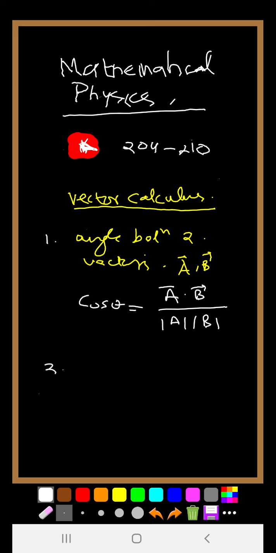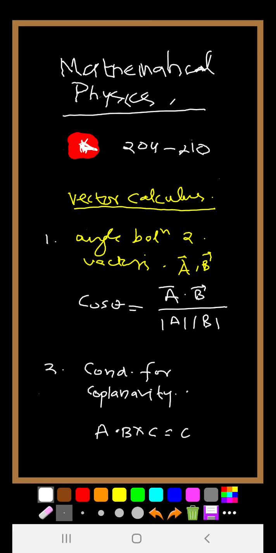The next is the condition for coplanarity of vectors. That means if the vectors A, B and C are not in the same plane, then A dot B cross C is not equal to 0. If they are in the same plane, it is equal to 0. So this gives you actually the volume.